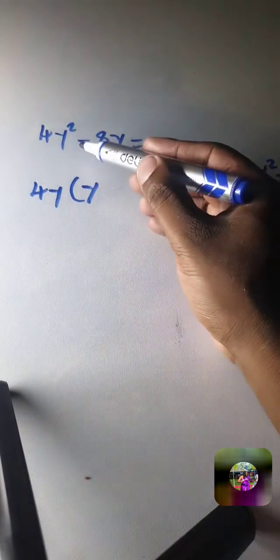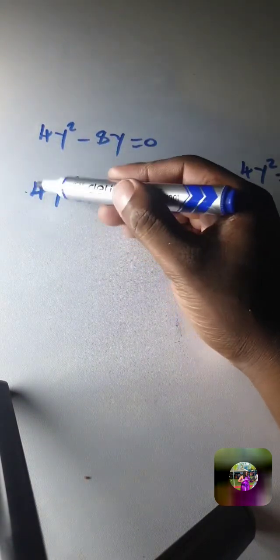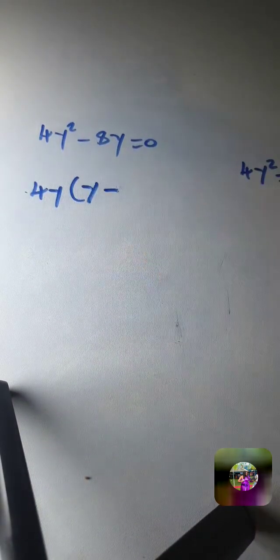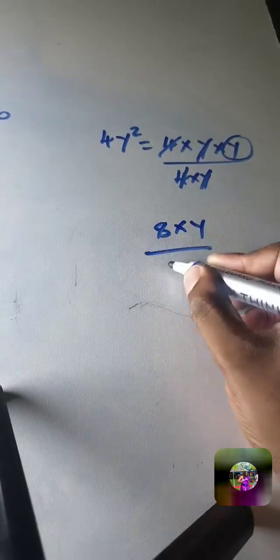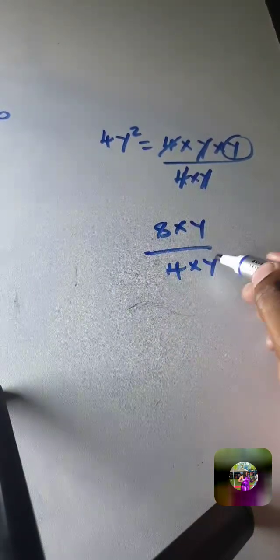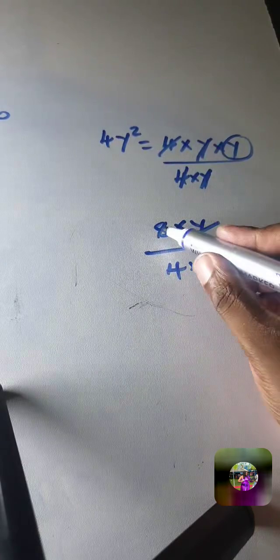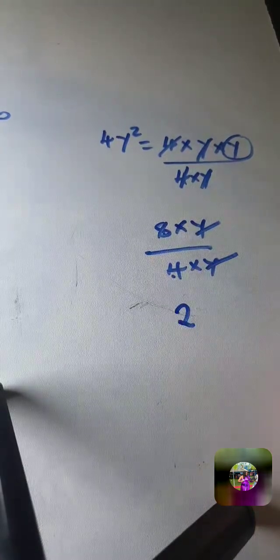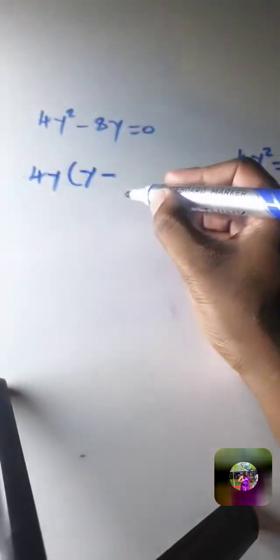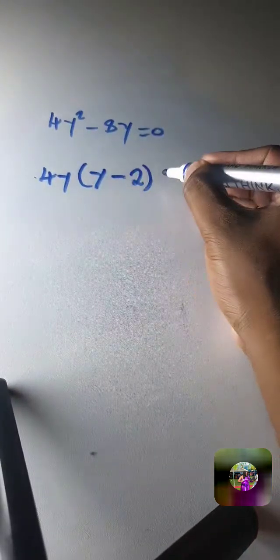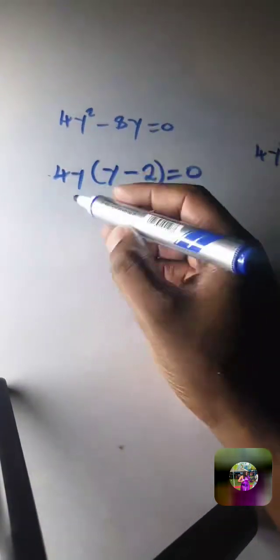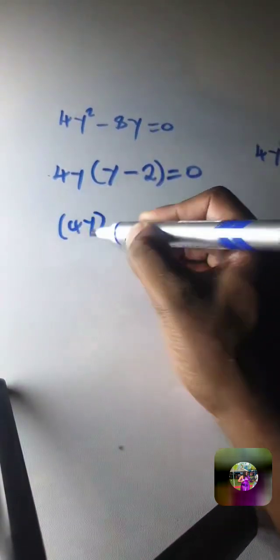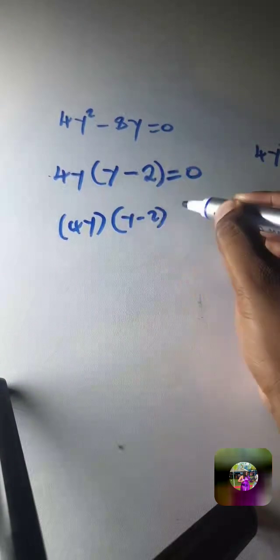Then negative divided by positive, because that 4 is positive, it's negative. So then we come back: 8y divided by 4y. This y and that y will cancel. 8 divided by 4 is 2, so we put 2 here. Then equal to 0. So the 4y, if you want, you can put in brackets as well, because now it has become a factor.